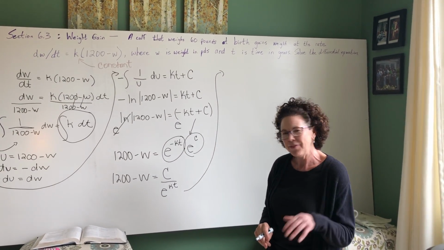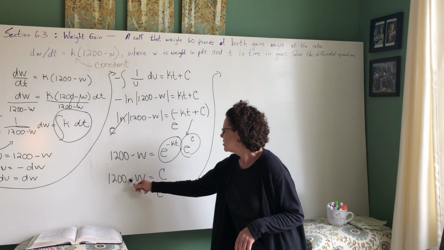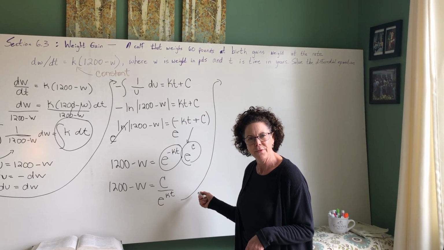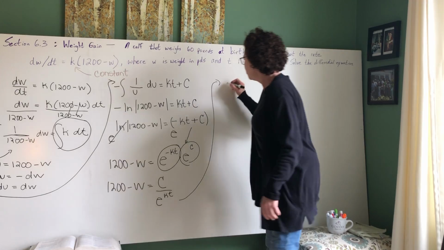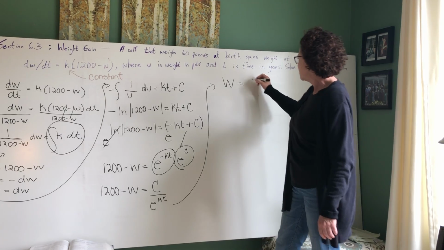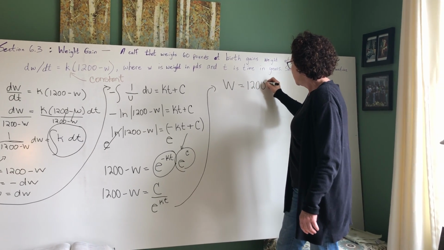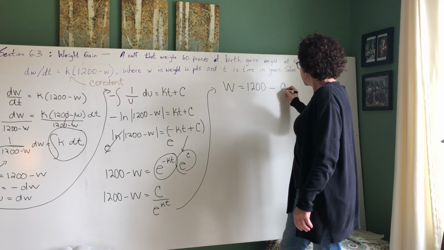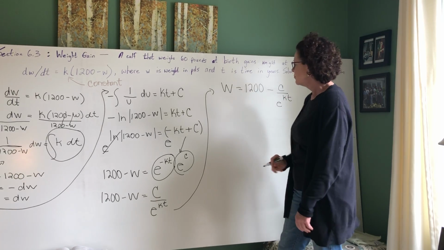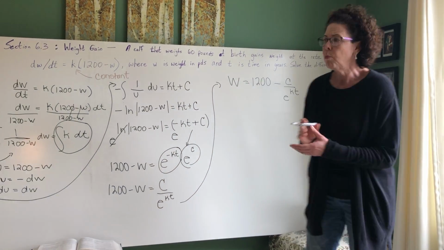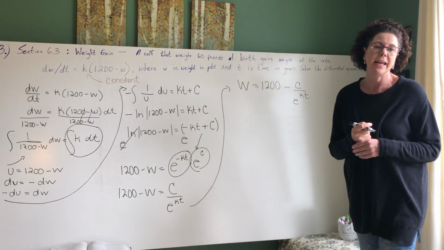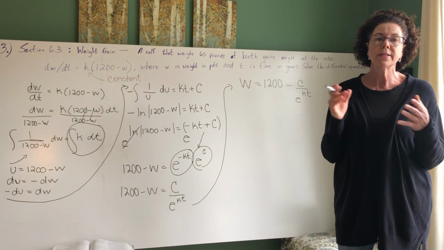Now, the next thing I'm going to do, if you don't mind me doing this in 2 steps, I'm going to subtract 1200 from both sides and then multiply everything by a negative. And so, in 1 step, what we'll end up with is w equals, see, that would have been a negative 1200, now it's positive 1200 minus c over e to the kt. Okay, so what we have right now is w equals 1200 minus c over e to the kt. We need our c. Where does that come from?